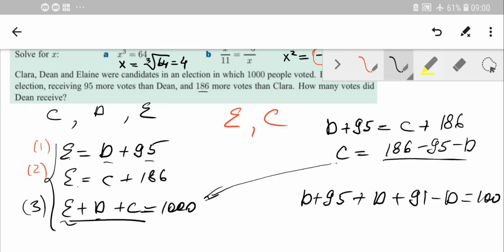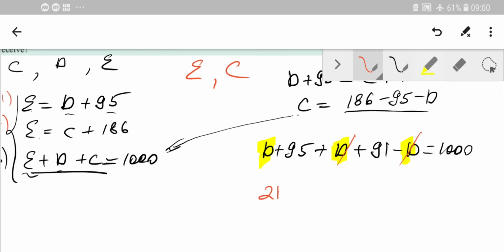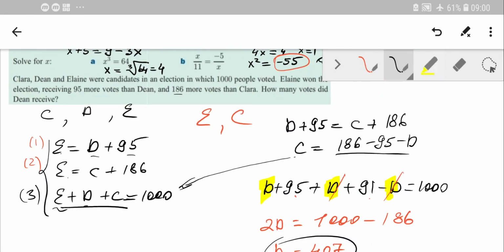The result is 1000. As you can see, we eliminate all the variables except for D. The D here and here cancel and we'll get 2D equals 1000 minus 186 plus 90, so D is simply that over 2, which is 407. That's the final result, that's how many votes Dean received.